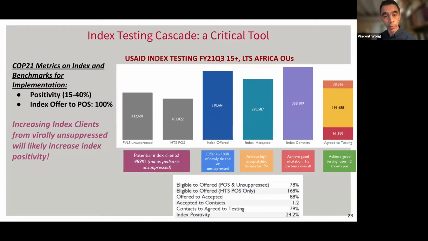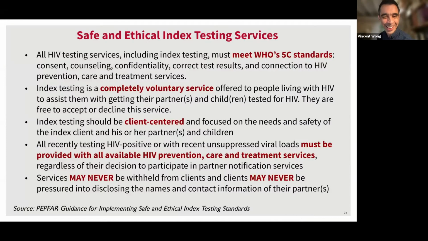Offers over 100%, acceptance rates that are acceptable, context delivered, and positivity and known positives elucidated here. So positivity rates at 24%. I know there's a lot of variation there, but this cascade tells us that we are doing quite well at our delivery of index testing. Over, next slide, all right.